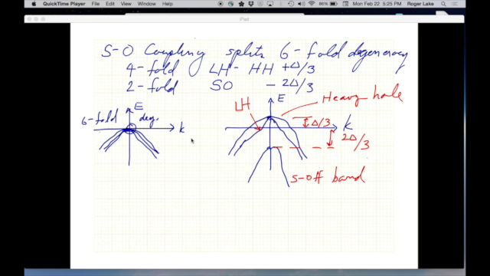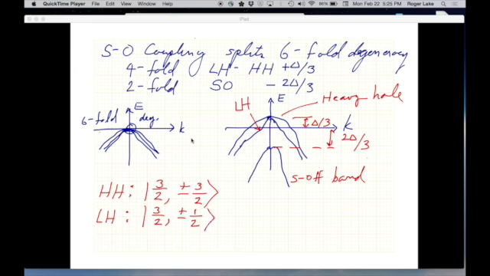The heavy hole band, we haven't proved this or derived it, but it is, in fact, the 3/2 plus or minus 3/2 states. And the light hole has to come from the other two, because they all are j equal 3/2, so it's 3/2 plus or minus 1/2. And then the split off comes from the j equals 1/2.